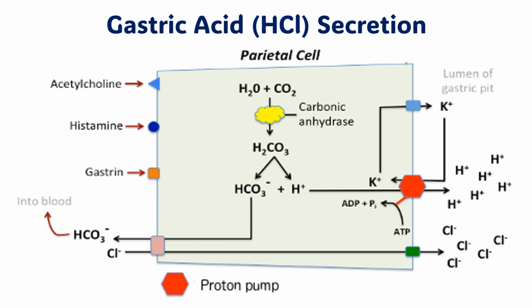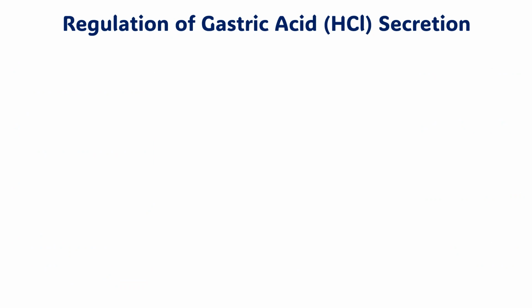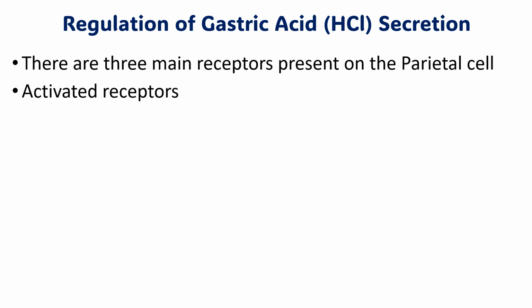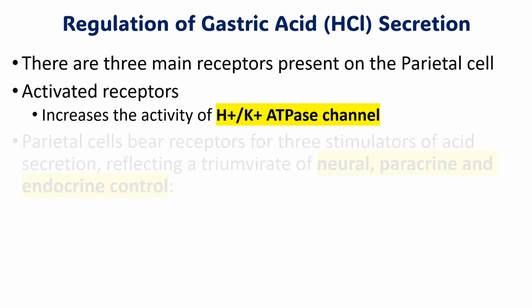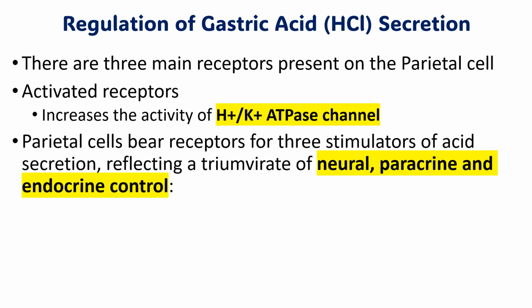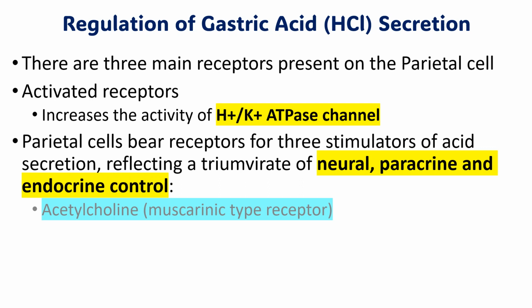What you are going to see here are acetylcholine, histamine and gastrin. These are the three main regulators of acid production that we are going to talk about. So regulation of acid production occurs through three important regulators. Parietal cells bear receptors for these regulators, and once the receptors are activated, they increase the activity of the proton potassium ATPase channel. So ultimately more acid production will be there, and these three regulators normally regulate through neuronal, paracrine and endocrine controls.